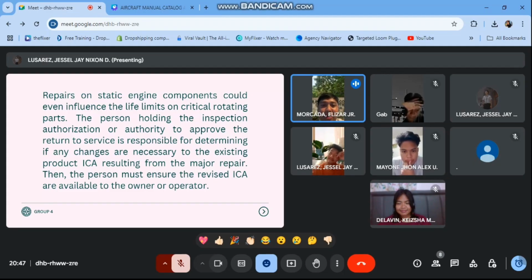The person holding the inspection authorization or authority to approve the return to service is responsible for determining if any changes are necessary to the existing product ICA resulting from the major repair. Then the person must ensure the revised ICA are available to the owner or operator.